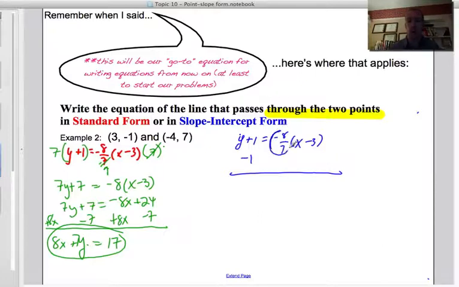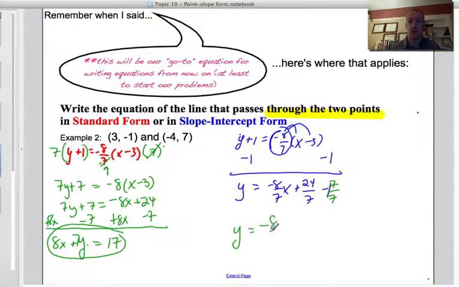I'm going to distribute the negative 8 sevenths. So I have y equals, distribute this, negative 8 sevenths x. Negative times negative is a positive 24 over 7. I still got that minus 1 there. Alright, so minus 1 is the same as minus 7 over 7, so we have a common denominator. We have y equals negative 8 sevenths x plus 17 over 7.